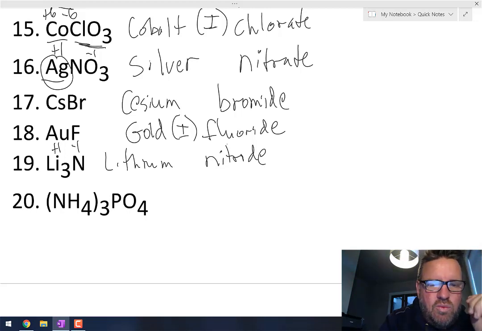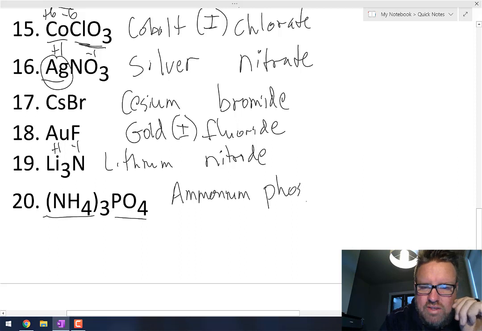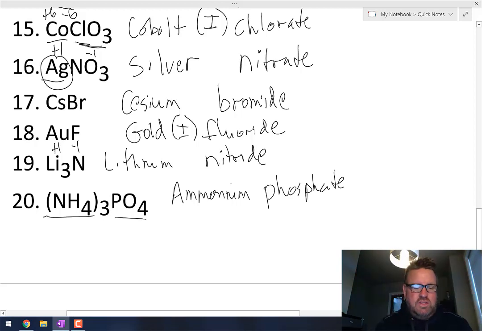And then our final one, NH4, is ammonium, and PO4 is phosphate. And clearly not a transition metal because it's not a metal at all. So it is just ammonium phosphate.